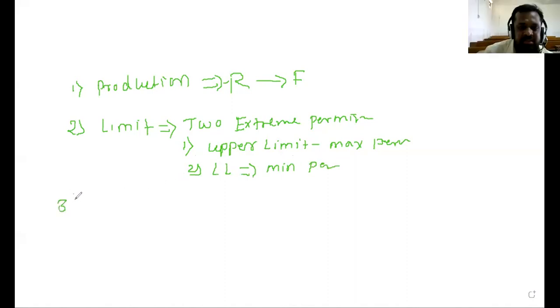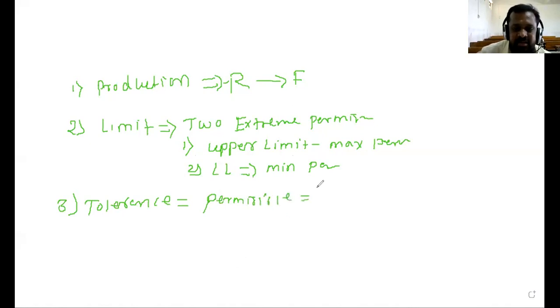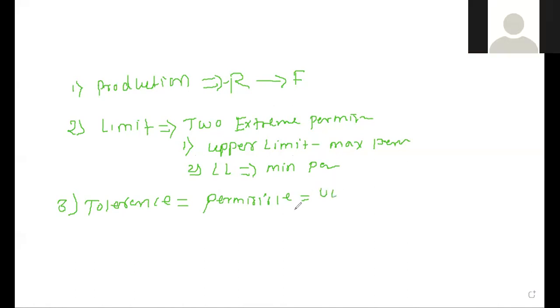Then we have seen tolerance. What is meant by tolerance? Tolerance is nothing but the permissible variation in production. How is it calculated? Upper limit minus lower limit. Okay, it is called the tolerance.